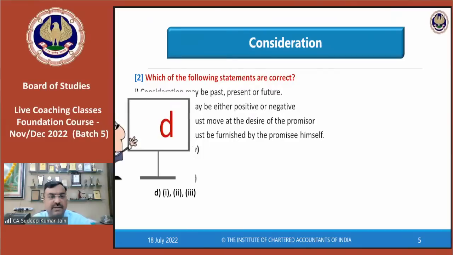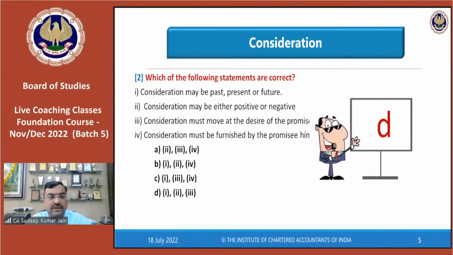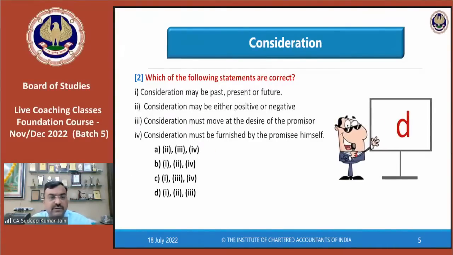The right answer is D. 1, 2, 3 are correct, but the fourth is not correct. Consideration must be furnished by the promisee himself. This is not correct because consideration may move from the promisee or any other person.